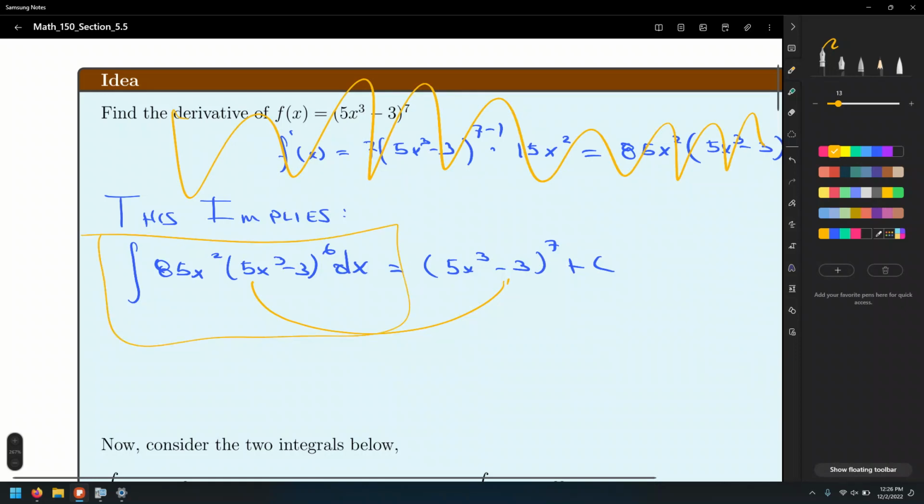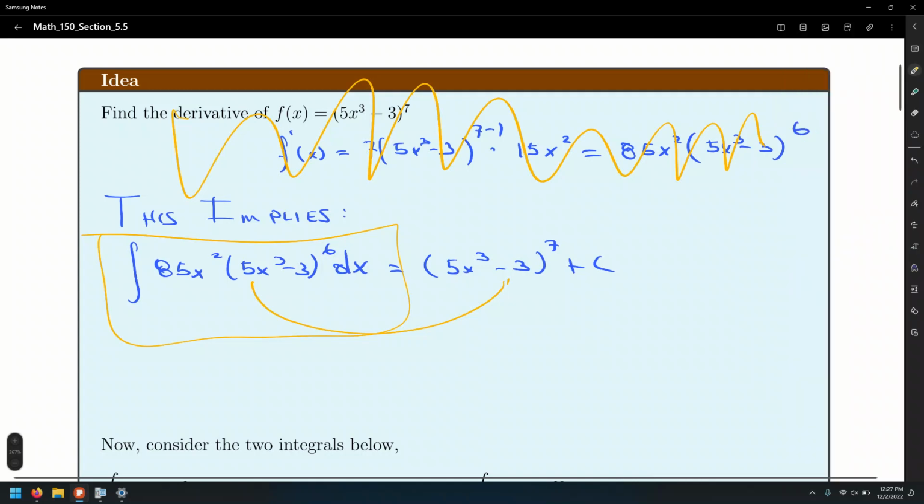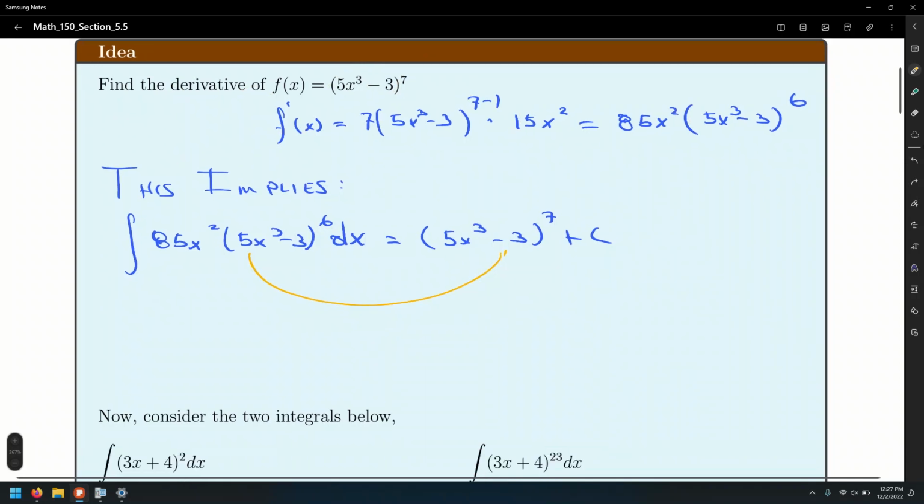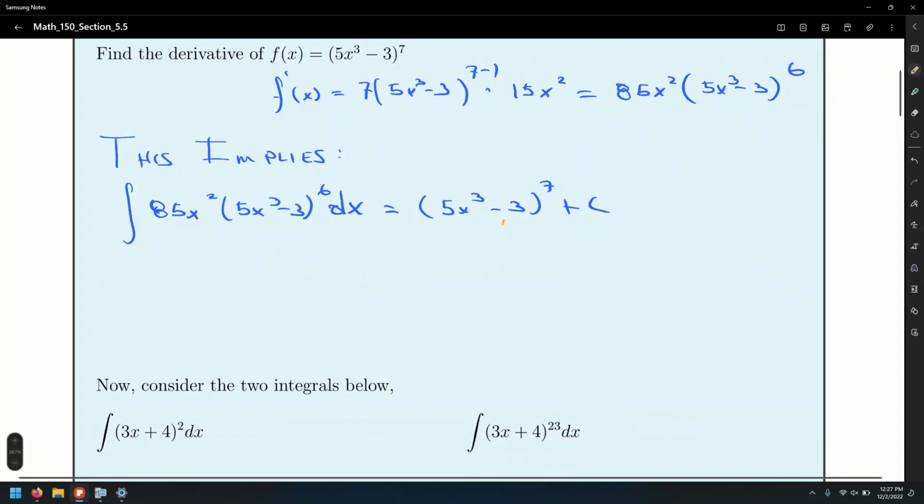Well, the method of substitution essentially is the chain rule equivalent of the integration. So it's the chain rule backwards, you know. But we need to know how do we do that?